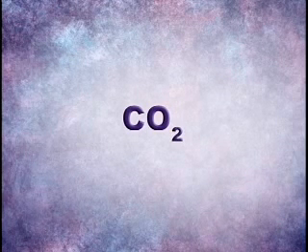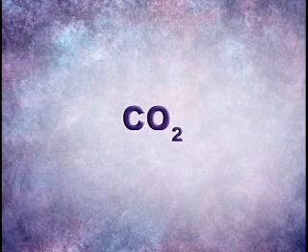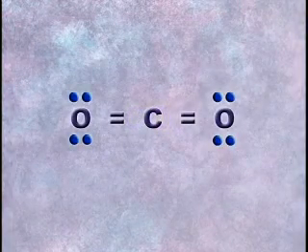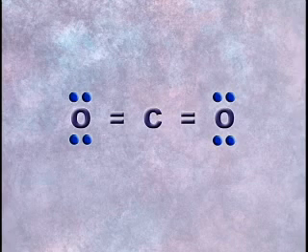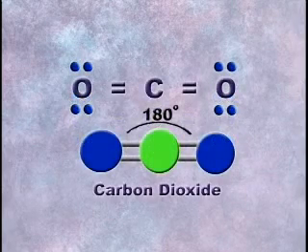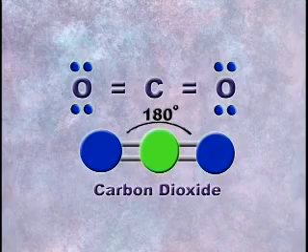First of all, we need to draw the Lewis structure for carbon dioxide. We did this one in our last program. The carbon atom is the central atom, and it is bonded to each oxygen atom with a double bond. The distance between the oxygen atoms will be the greatest if they lie on opposite sides of the carbon atom. This will make them 180 degrees apart.